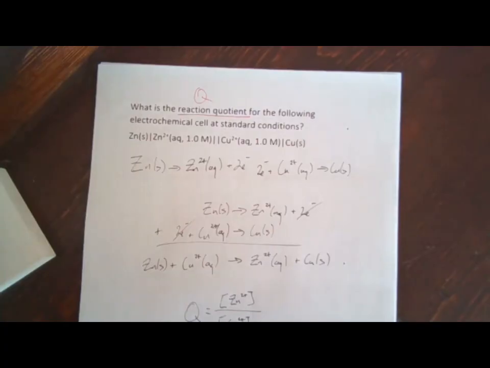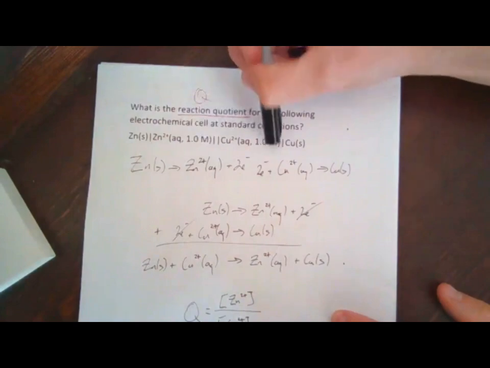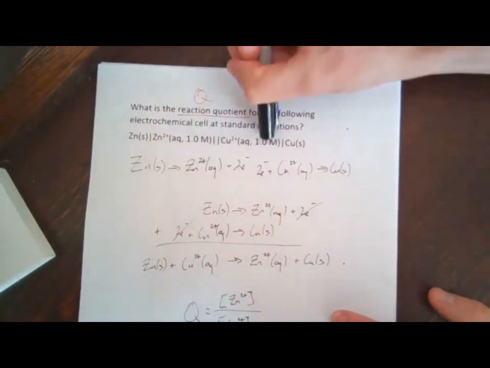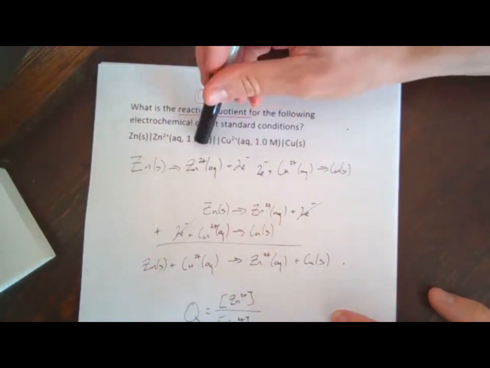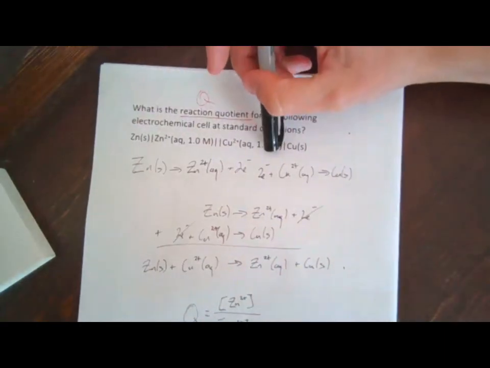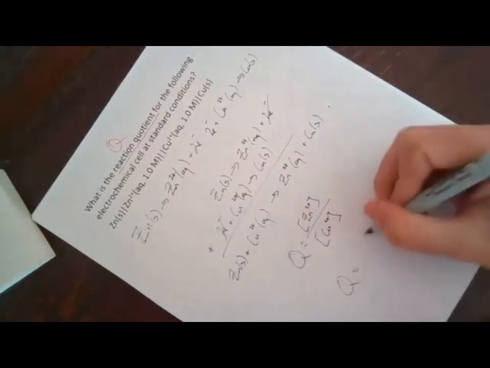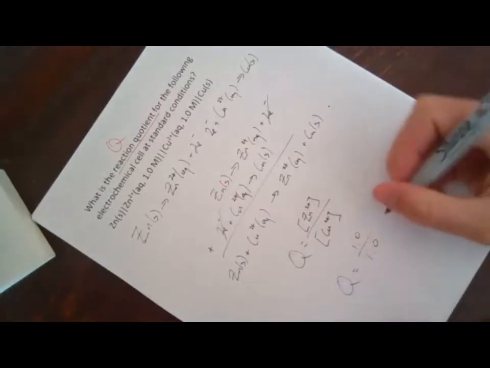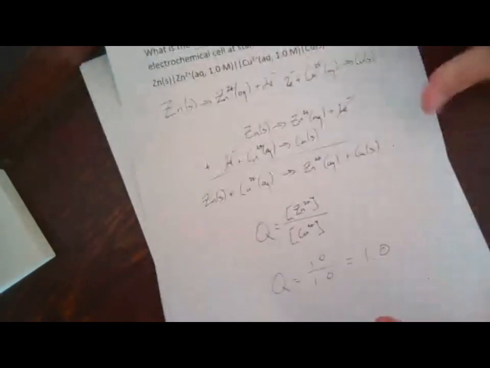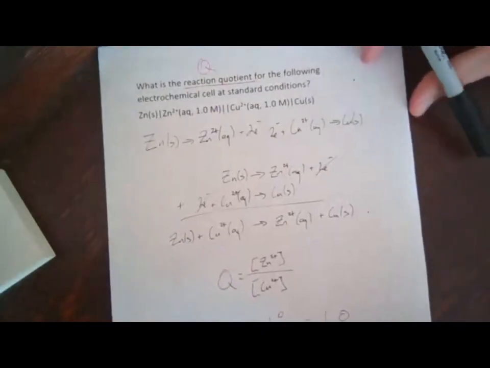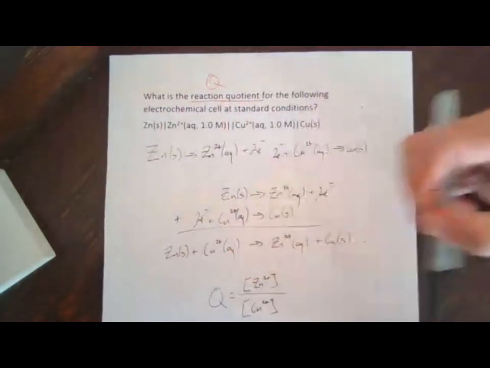We can also get the explicit value for it because we have our concentrations. We're under standard conditions, so the concentrations of all of my dissolved species are 1. So we can plug those values in. 1.0 divided by 1.0, we get 1.0. So this is under standard conditions. Q is equal to 1.